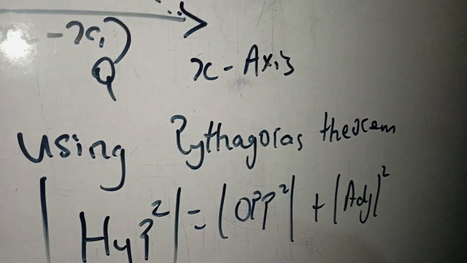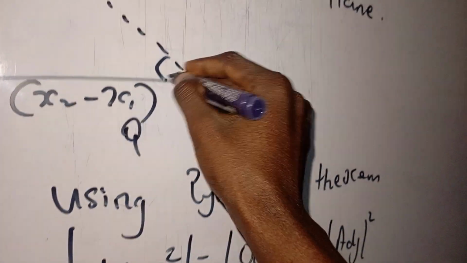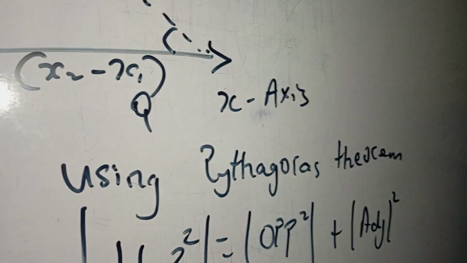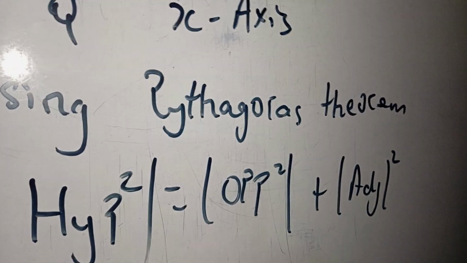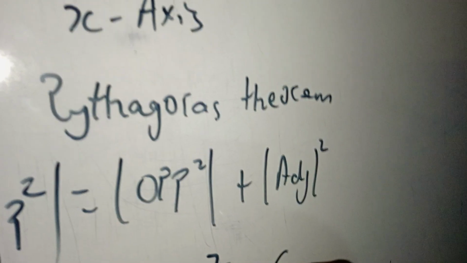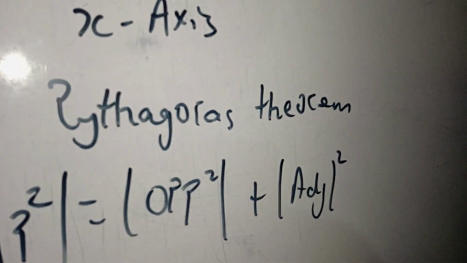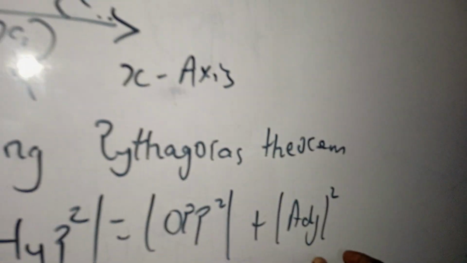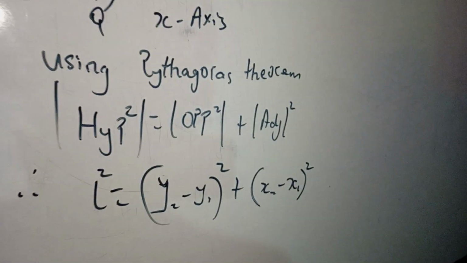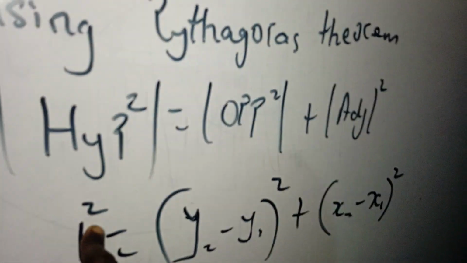So take this one as our opposite, that is the one that is facing the angle. If the angle was to be here, or if there is another angle, the one that is facing it is the opposite. Opposite is y2 minus y1 square, plus adjacent, that will be x2 minus x1 square. Most times any of them can be used, that is if you just want to go the other way around. So solving this one, you remove your square.